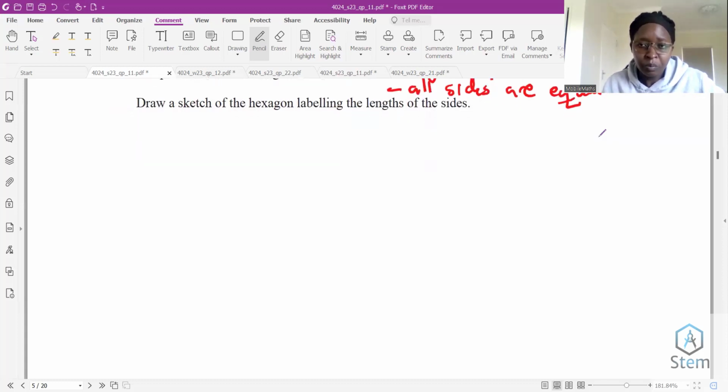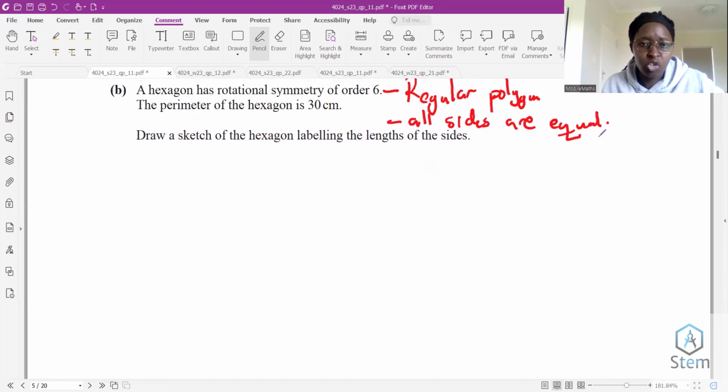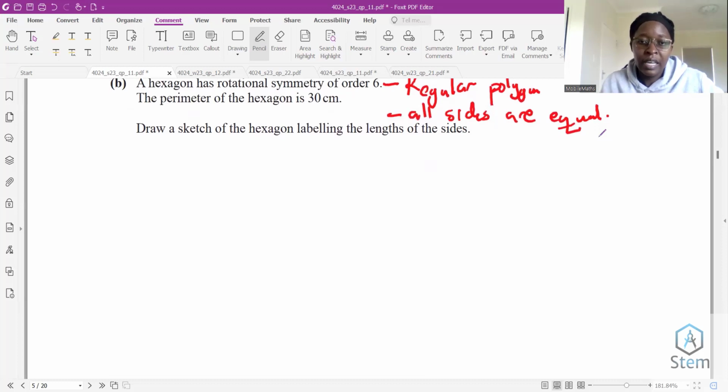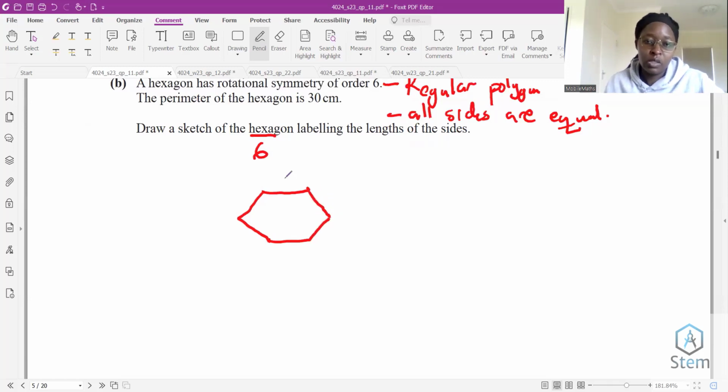Okay, so guys, they are saying draw a sketch of the hexagon, labeling the lengths of the sides. Hexagon means, hex means 6. So I can draw a sketch and make sure that all the sides are going to be equal. Please don't mind me, but you can try better than me. Okay, so this is 1, 2, 3, 4, 5, 6 sides. So this is our hexagon, and we're saying all the sides should be equal. Okay, fine. Then the other part is saying labeling the length of the sides.